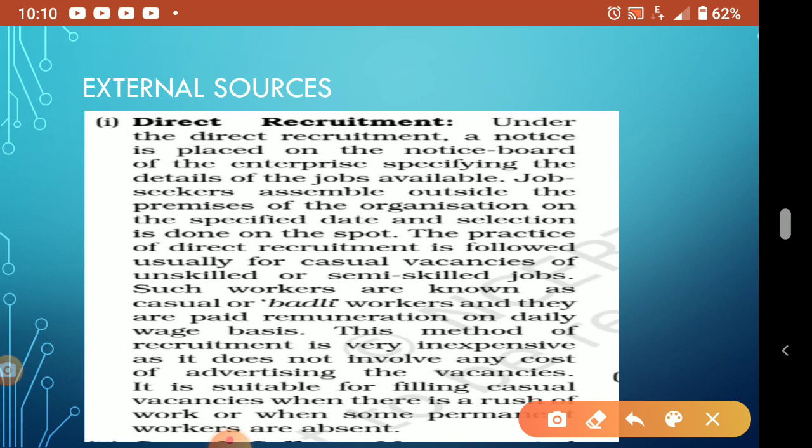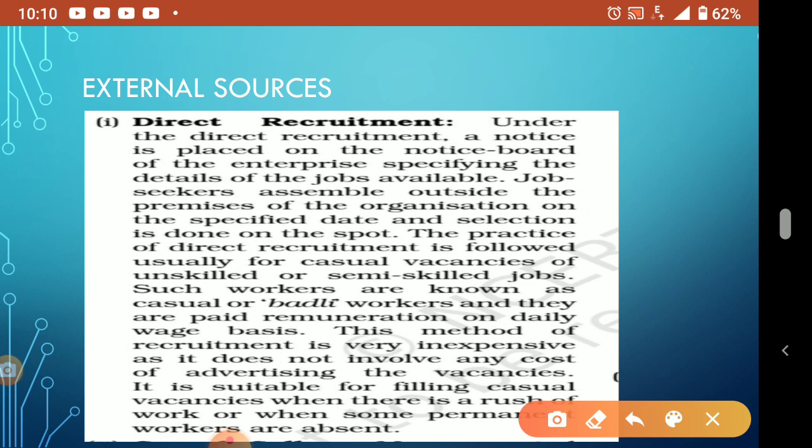Job seekers assemble outside the premises of the organization on the specified date, and the selection is done on the spot. So here, in the notice we can have a date also. Those who wish to be appointed for this job can assemble here on this particular day. All the candidates will assemble on that day, and directly there itself we can select the employees. That is called direct recruitment. It is a very easy way.